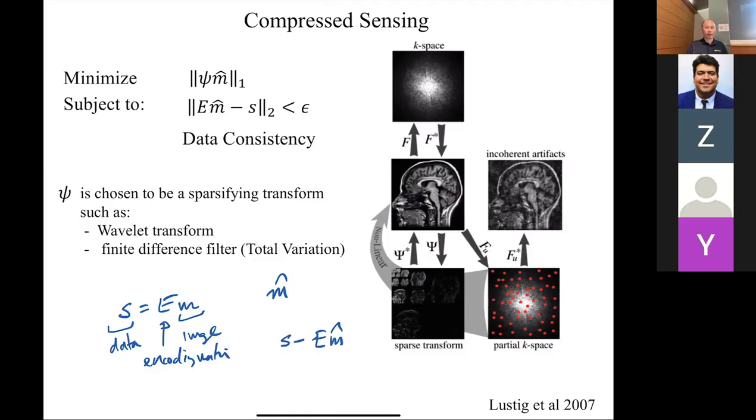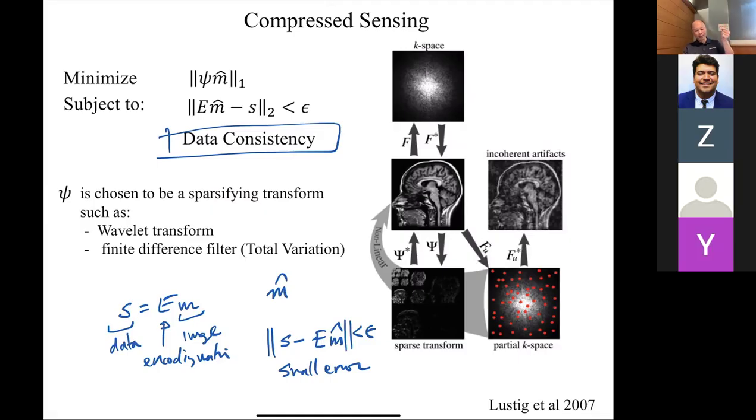So that's the error. If I take whatever estimate I have of my image and I encode it, it should give me my data back, which means that the norm, the size of that error, should be less than some epsilon. I want a small error, ideally zero. That's what's called data consistency. Because if your estimate going through the encoding matrix doesn't give you your data, then it means somehow you're ignoring your data. So whatever estimate you give me should match my data.